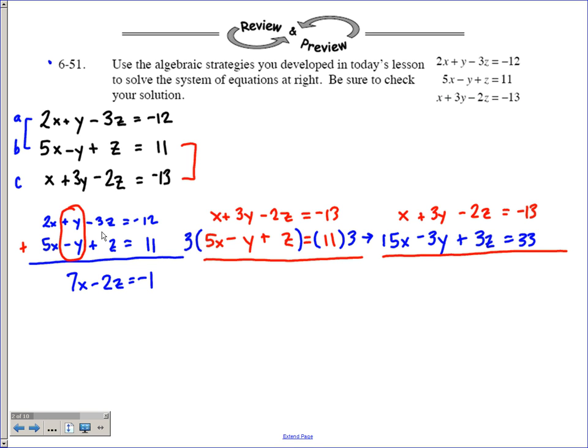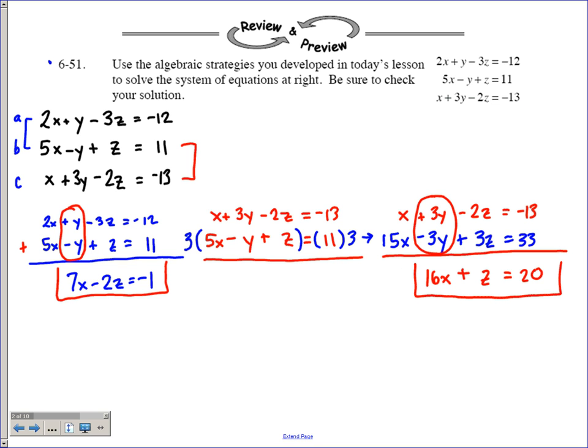So now I already have this equation over here. I'm going to end up with a second equation when I combine everything on this side. 15x and an x gives me 16x. 3y and a negative 3y is going to give us 0, so we've eliminated our y. So I'm going to go ahead and write my 16x here. Negative 2z and 3z is going to give me a positive z. And then negative 13 plus 33 is going to be 20. So here is my second equation.